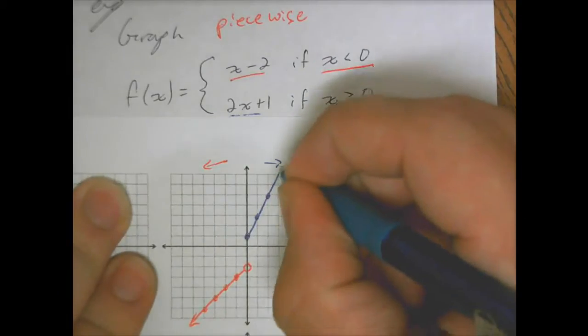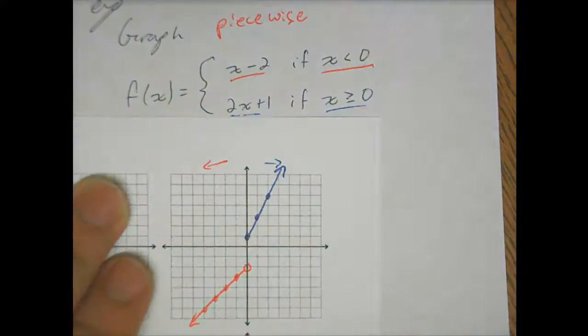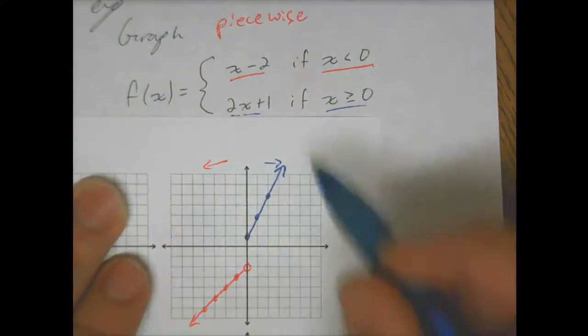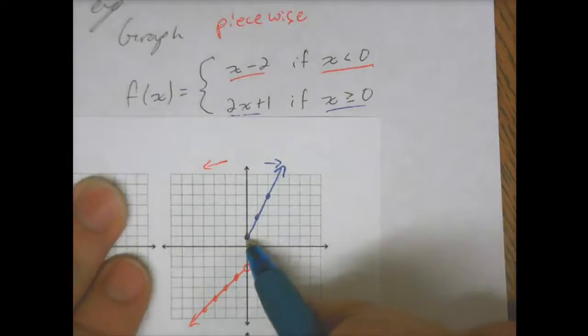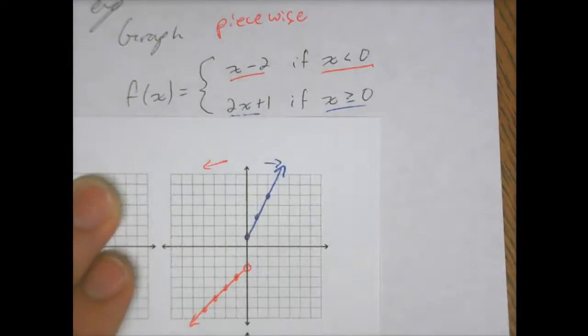And this line is continuing that way, which makes it so that we have a jump discontinuity. There would be your graph of your piecewise function. Because x is greater than or equal to 0, we have it on this side, and when x is less than 0, this function exists on that side of my graph.